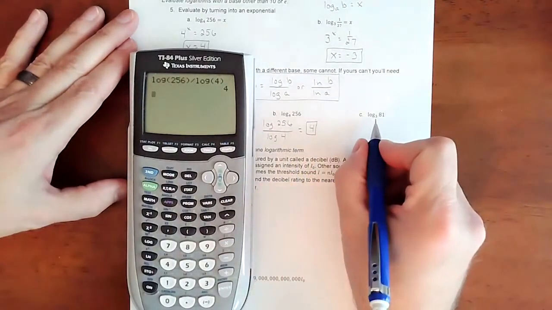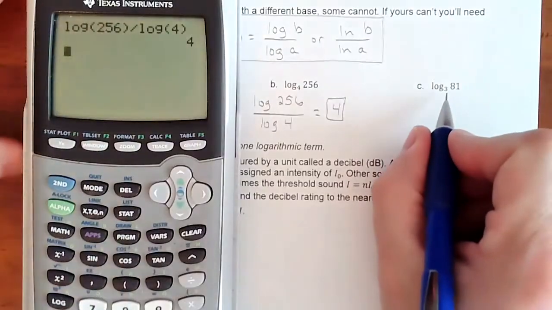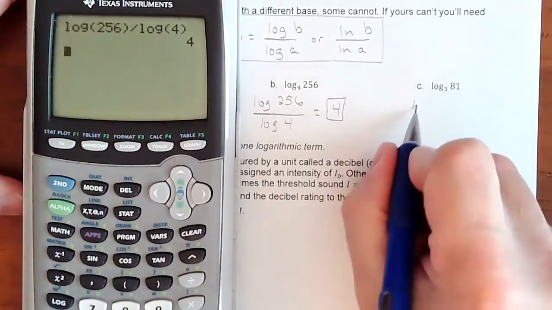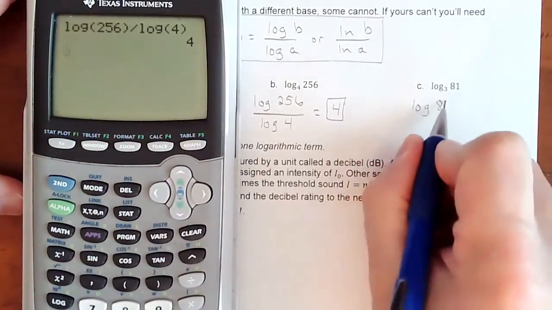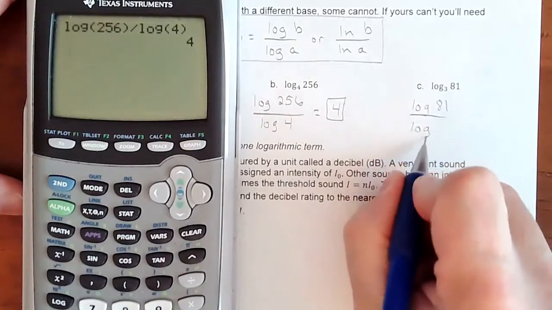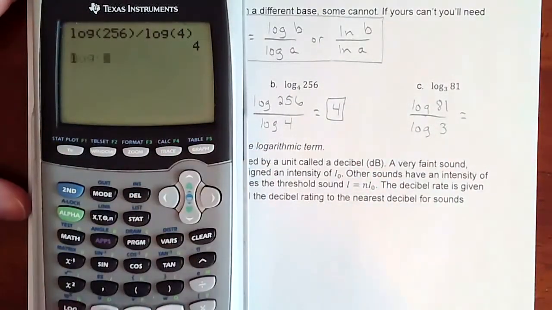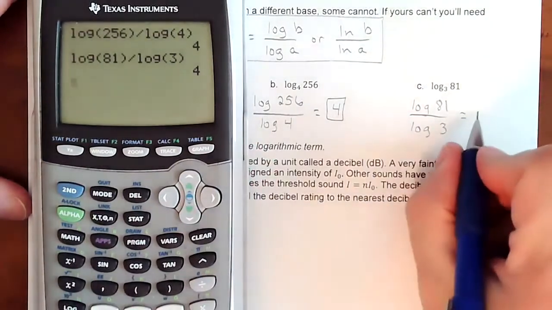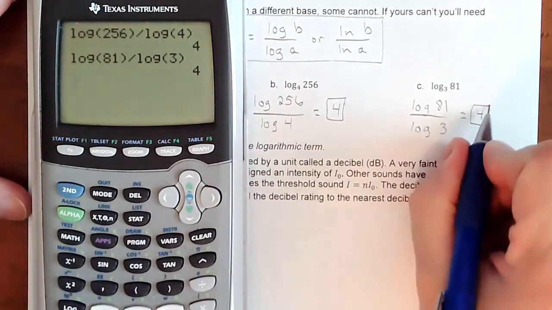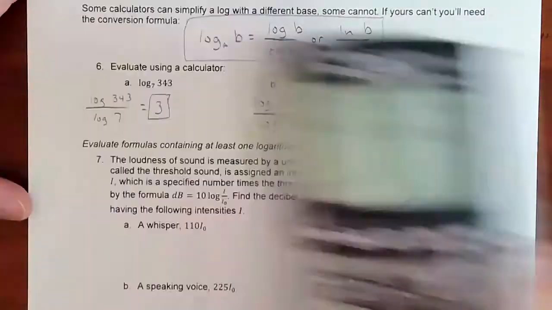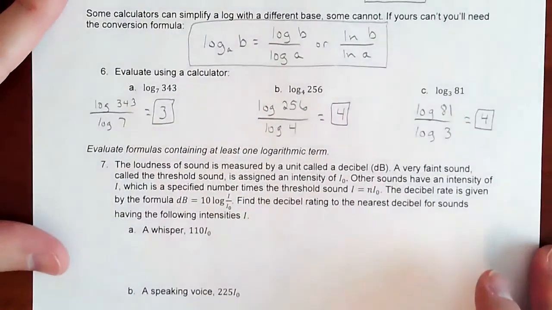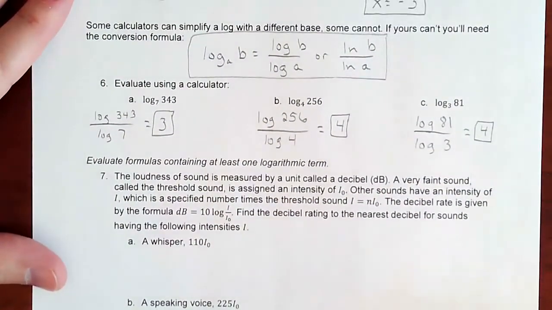And then the last one is log base 3 of 81. So we would be doing log of 81 divided by log of 3. That also gets us an answer of 4. Okay, and so that was how you get answers if your calculator doesn't have that nice feature on it. And this is how you do logs.